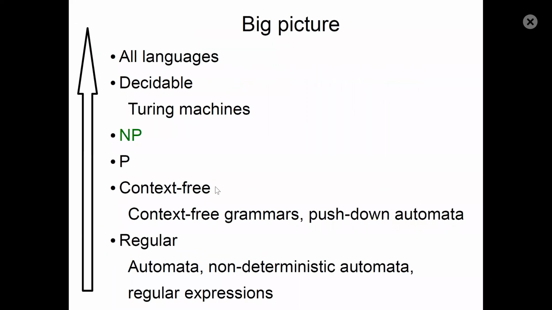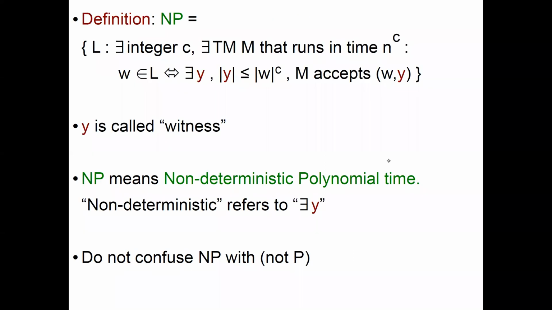Hi, everybody. In this lecture, we are going to study the class NP. Remember that we saw regular languages, we saw context-free, then we went to study decidability, then we saw P, and now we're going to see NP. Let us begin with a definition, then we're going to see several examples.